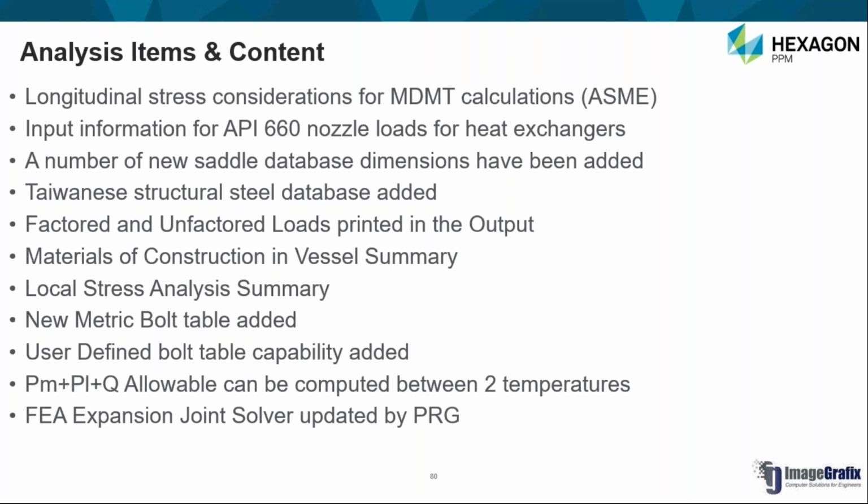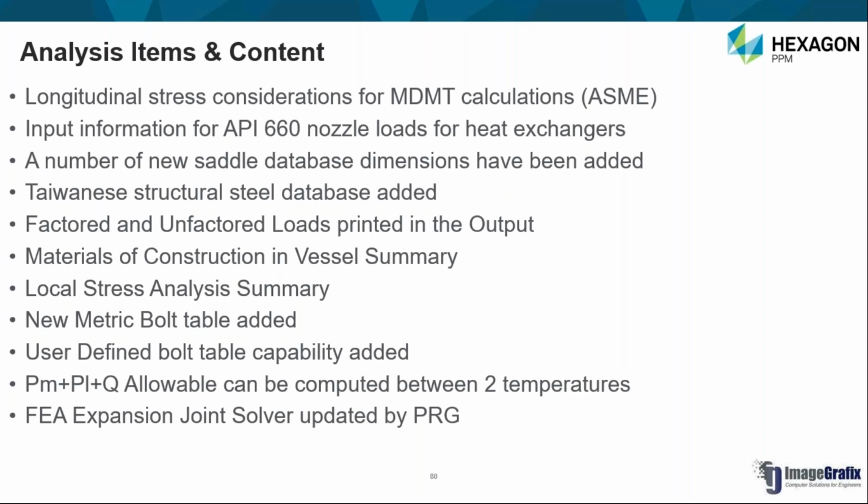Then a few other things right here, like the material of construction in the vessel summary. Now we have some tables that sort out all the different materials that you have used. Then your local stress summary, that also we have now. Then a new metric bolt table has been added. This was also a request from some of our users. With this, they have also added a user-defined bolt table where you can customize your bolt table as well. Earlier, this option was not there.